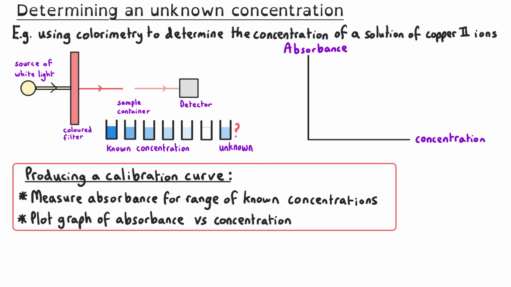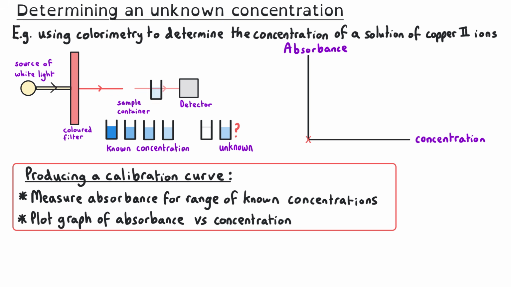The first thing that we would need to do is have our reference sample. This would be a sample container with just distilled water in it, and we would reset the colorimeter so that the absorbance for this sample was 0, and this makes sense because if our concentration for our sample is 0, the absorbance should be 0.